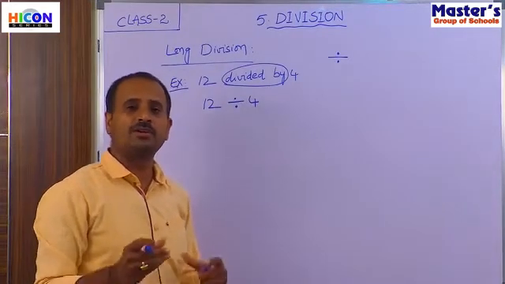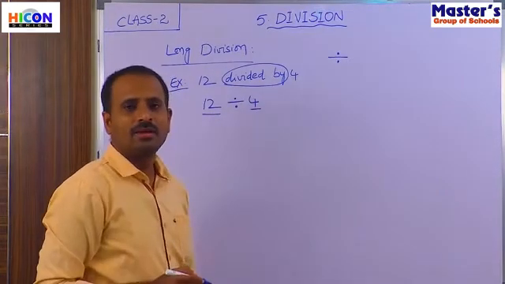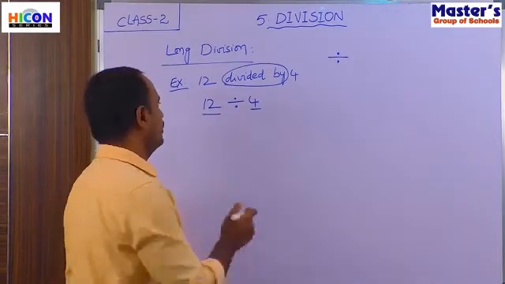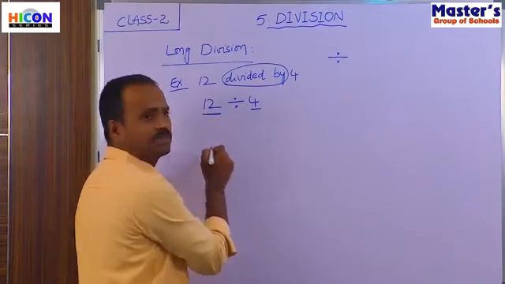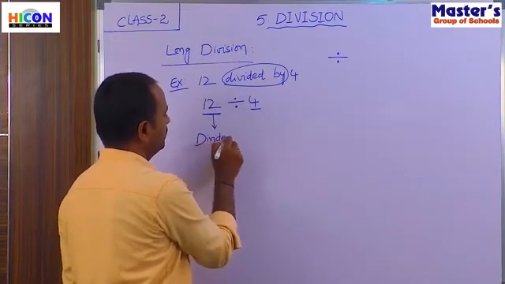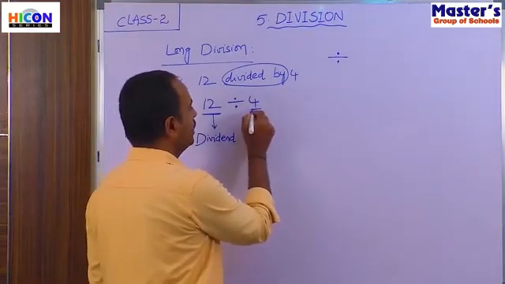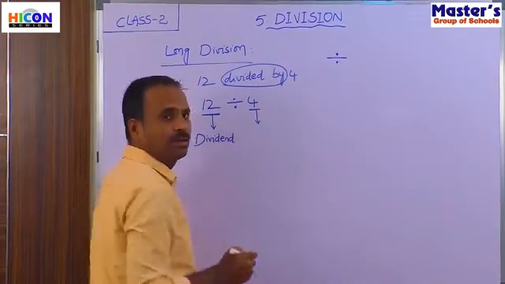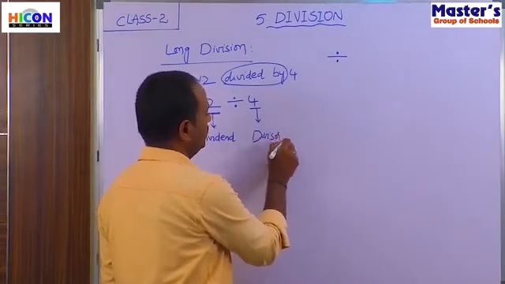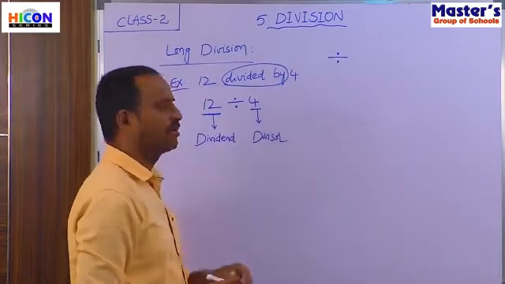In division also there are two numbers. Here the first number is 12 and the second number is 4. In division, the first number is called the dividend. Children, what is the first number here? 12. So here 12 is called the dividend. And what is the second number called? The second number is 4, and the second number in a division is called the divisor. So in a division, the first number is called the dividend, whereas the second number is called the divisor.